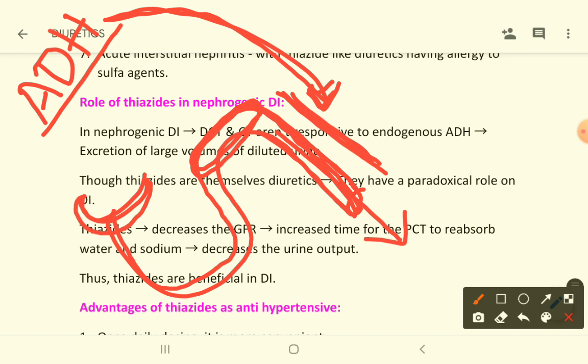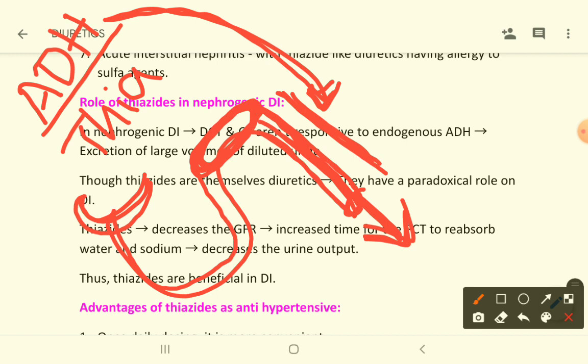So use of thiazide diuretics may seem counterproductive, right? Because there is already a huge amount of water loss in the urine. On top of that, you are giving thiazide diuretics so that it increases the amount of urine production. So that may seem counterproductive, but no, there is a role of thiazide diuretics. Why are thiazide diuretics important here?